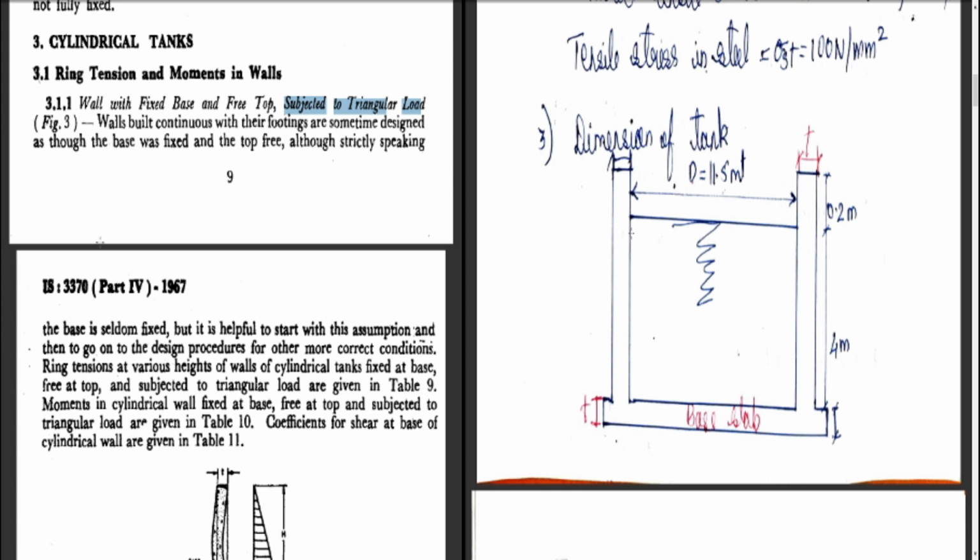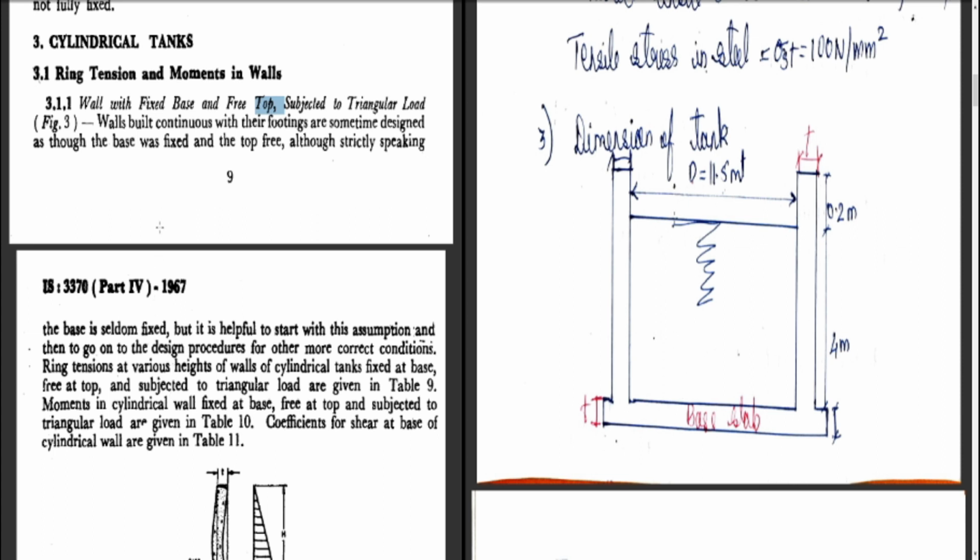So we have to design a circular water tank with fixed base. So walls with fixed base, that means a fixed base slab, and top nothing cover is there, so free top, and subjected to triangular load. So the water which is present in the tank here will create a triangular load onto the walls. So this is our condition.